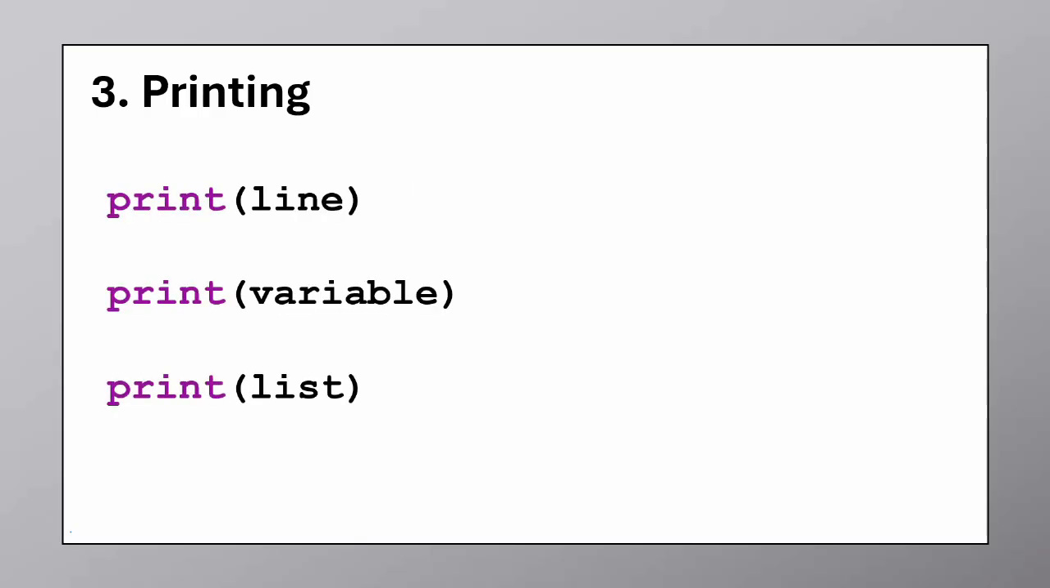All right, printing. That's obviously the big function. In Python 3 and up, it's just print with parentheses. So you can print line, print variable, print list, whatever. That's pretty straightforward, and it's good to memorize that.